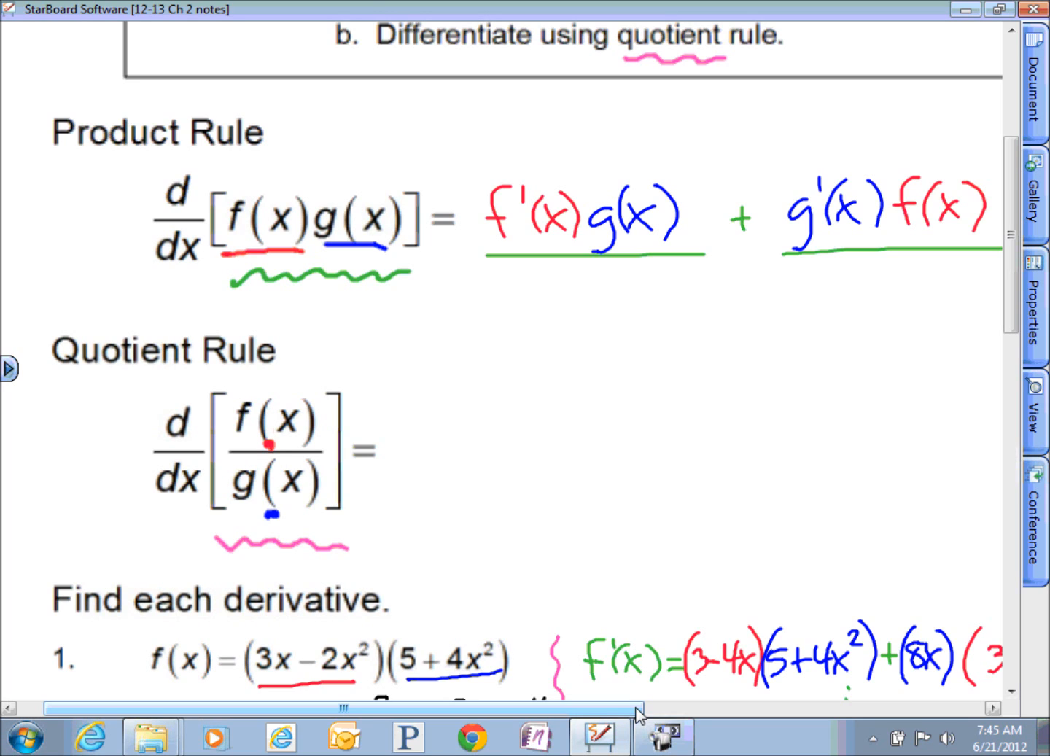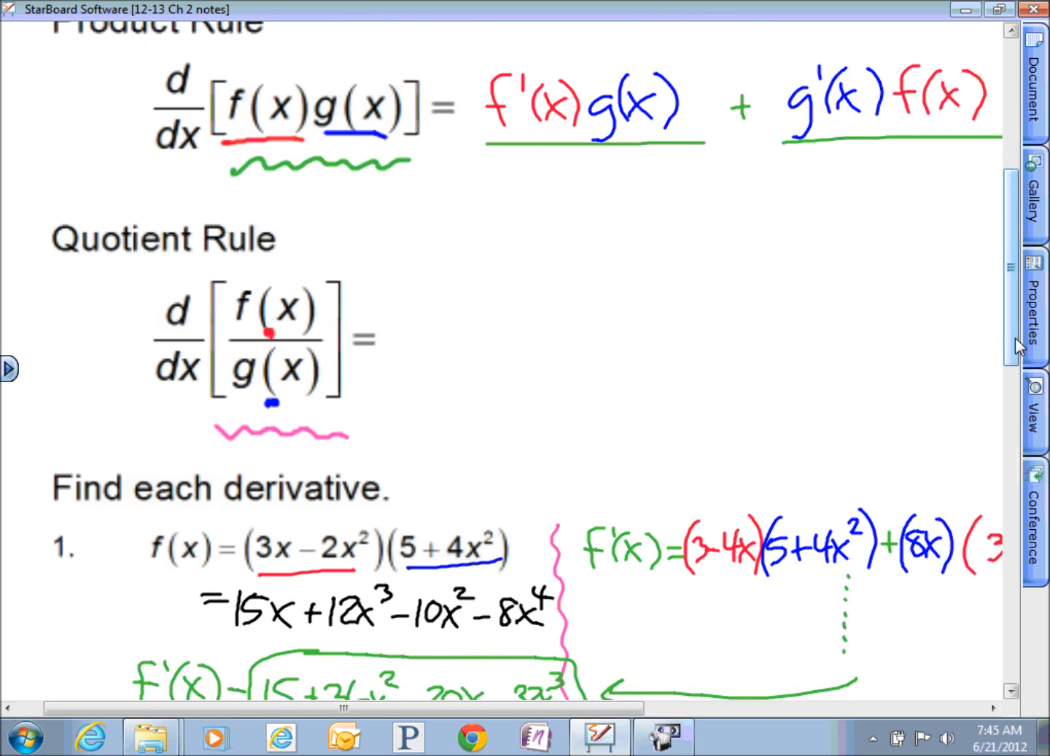When you look at quotient rule, you're going to do a lot of the same things. It's going to work a little bit differently. And what a lot of people will say is, all right, we're going to do low d high less high d low, square the bottom, and away we go. And whoa, what did you just say? So here's what this looks like.